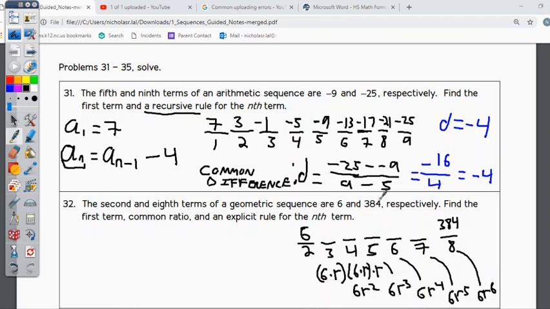It's just given to us. What is the eighth term? 384. So that means 6r to the sixth power equals 384.